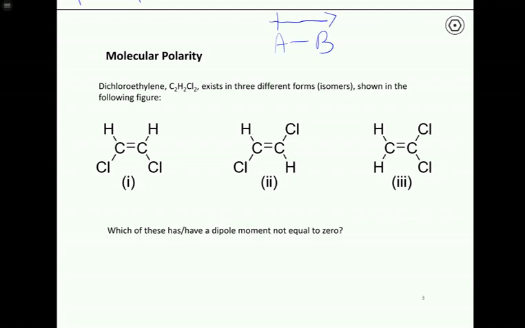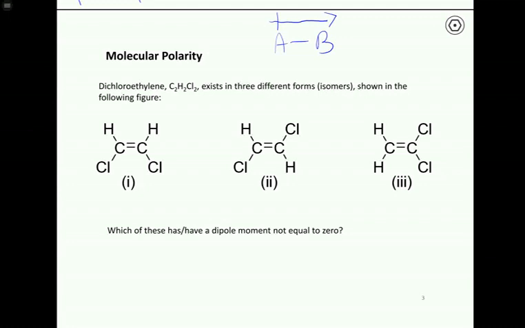Now, if you're going to have a molecule that has more than 2 atoms in it, whether it's polar or not depends on whether those dipoles cancel out or whether they add together to give a net dipole in some direction. And so that's what we want to think about here. So here we're talking about dichloroethylene, which has 3 different isomers, which are 3 different structures where the hydrogens and the chlorines are arranged in different positions relative to each other around the molecule. Now we want to know which of these is polar. So to do that, we have to think about the individual dipole moments.